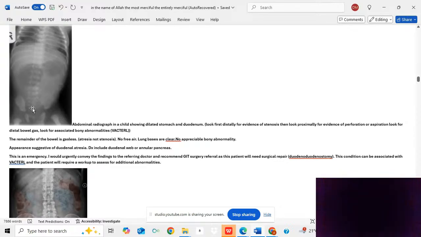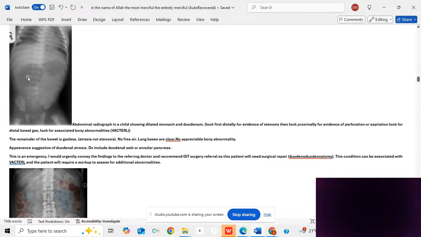If you see a gasless abdomen, no gas in the bowel distally, this is duodenal atresia. If you see air or gas within the abdomen distally, this is duodenal stenosis. This is the first thing. You need to look distally for evidence of gasless abdomen.